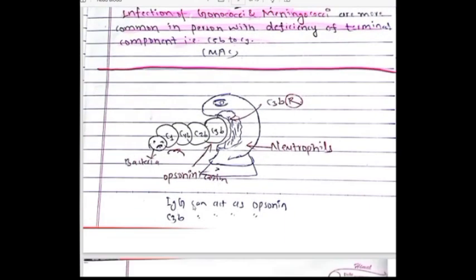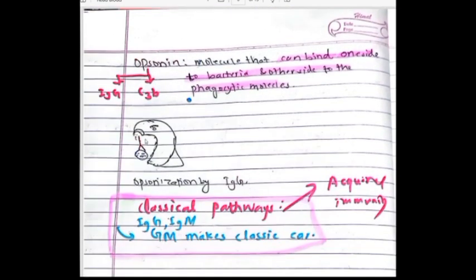Now IgG can act as opsonin. Let us look here. C1 activates C4B, C2B, C3B. This C3B can also act as opsonin, and IgG can act as opsonin. What is an opsonin? A molecule that can bind one side to the bacteria and the other side to the phagocytic cell. One side to the phagocytic cell, one side to the bacteria. Then this antibody is an opsonin. IgG and C3B can act as opsonin.